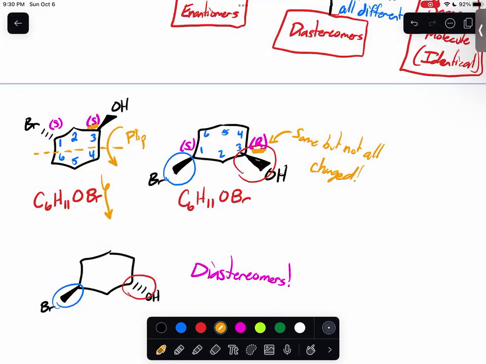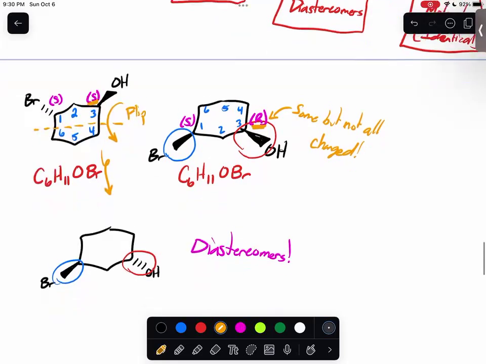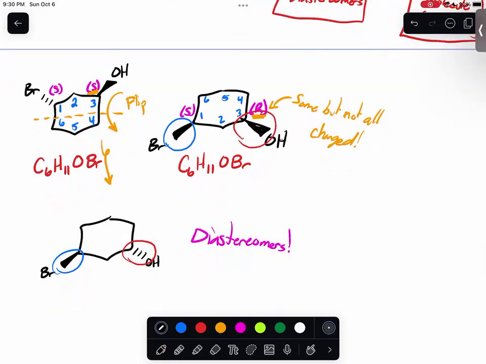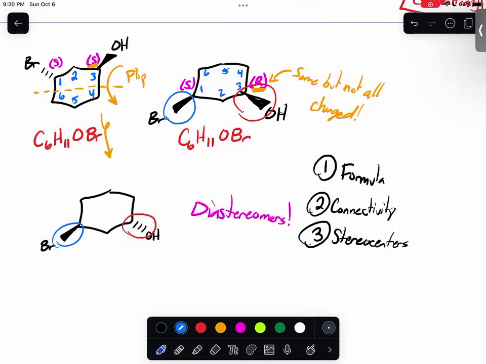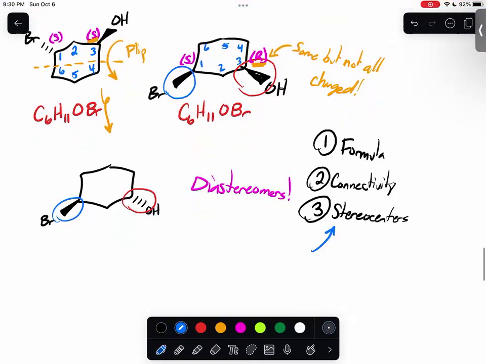Okay? But keep in mind the way that we went through this problem, right? The first thing we did was we checked the formula. The second thing we did was we checked the connectivity. And then after those were all the same, we moved on to stereocenters. Okay? So that being said, this is my PSA that these should be the last thing you worry about.